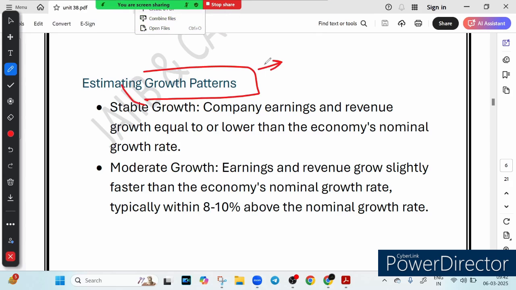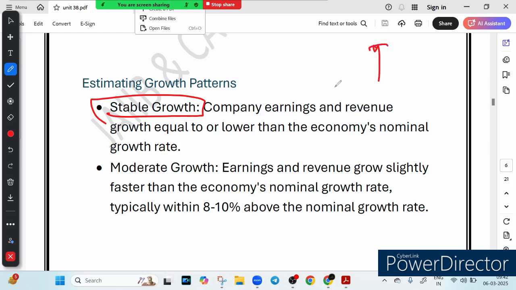Think of a company like a growing plant, right? Some plants grow steadily, some grow moderately fast, and some shoot up like a rocket. Similarly, businesses have different growth patterns. The first kind of pattern you can see is called stable growth. What does it mean? The company is growing at a slow and steady pace, matching or slightly below the overall economic growth rate. So suppose this is the economic growth rate, then the company growth rate would be like this. Either it is matching or it is slightly below, right?